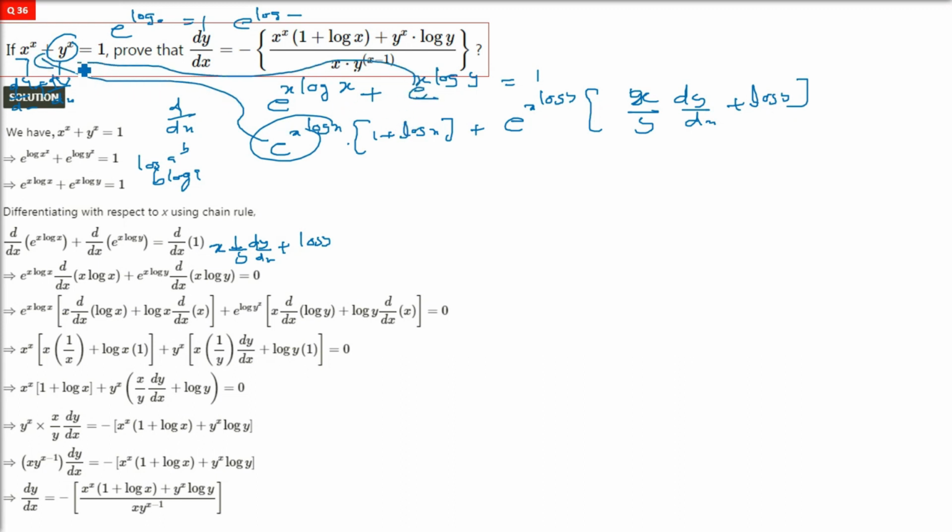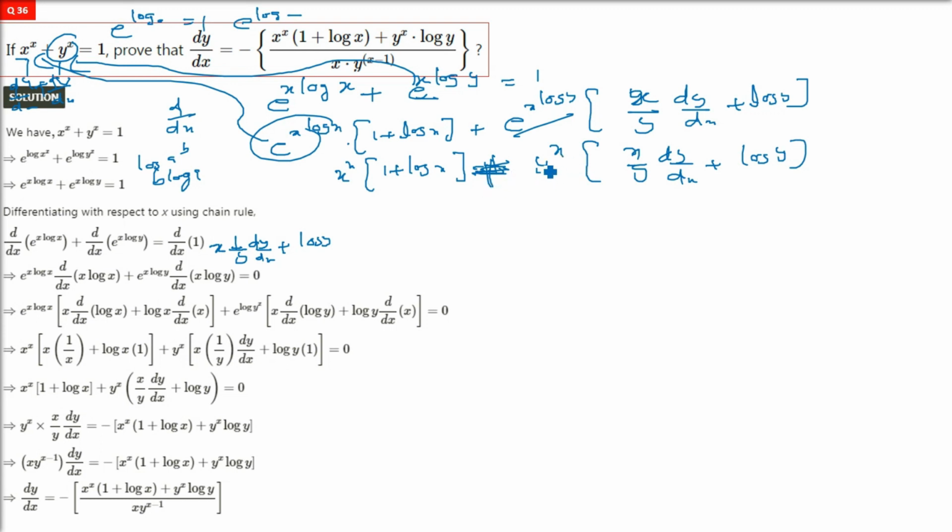So same thing, from where we started we can write that like that. e to the power x log x is nothing but x to the power x, 1 plus log x. Then we have to add e to the power x log y, and e to the power x log y was essentially y to the power x only. And x by y dy by dx plus log y. And then the right hand side is going to be 0. So the only thing is to multiply every term and then take the dy by dx separately and the others on the other side.